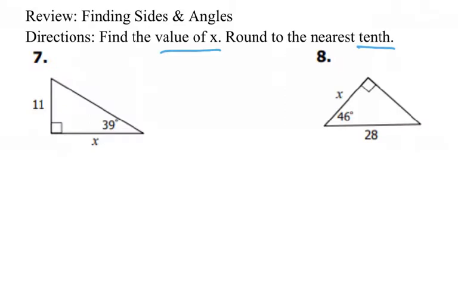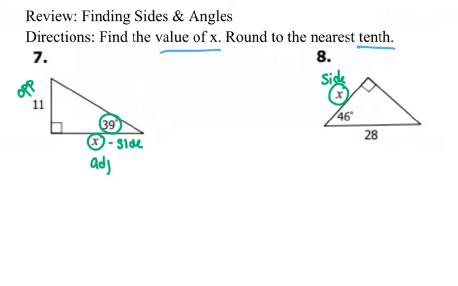So if you look at number 7, notice that x is on the side. So I'm looking for a side length. Side. And then number 8, the same thing. So I'm looking for a side. That's very important to make sure you understand if you're looking for a side or an angle. The next thing I'm going to do is label. So if I'm looking at number 7, 39 is my angle I'm looking at. So 11 would be my opposite side. And x would be my adjacent side.